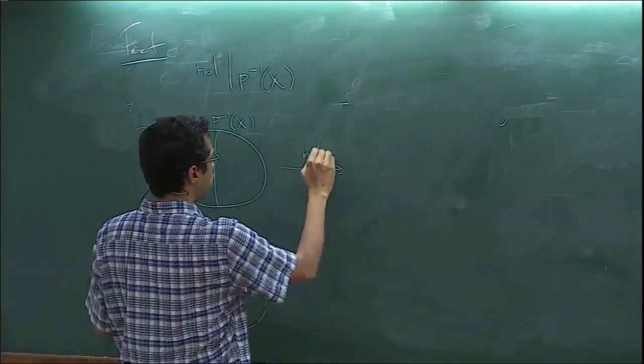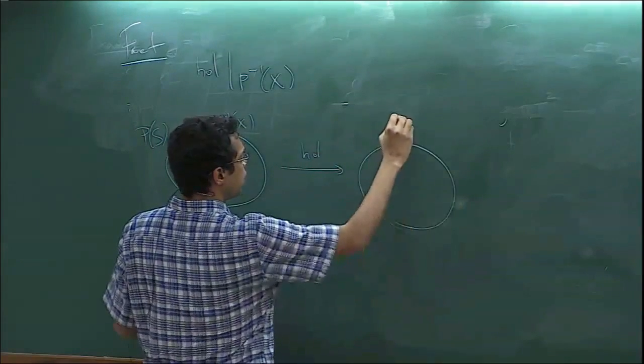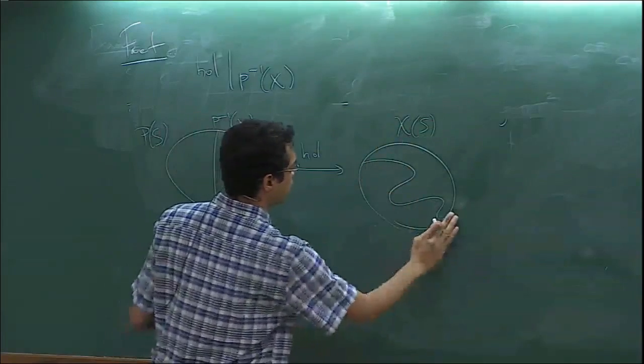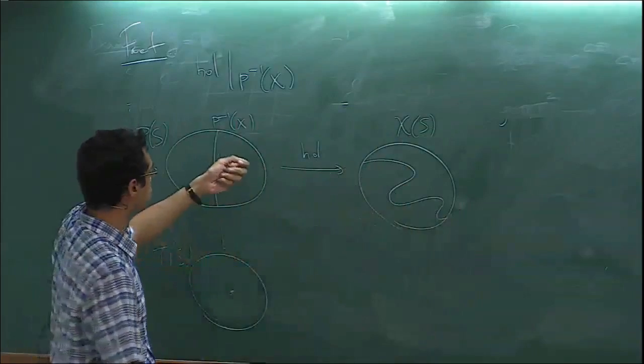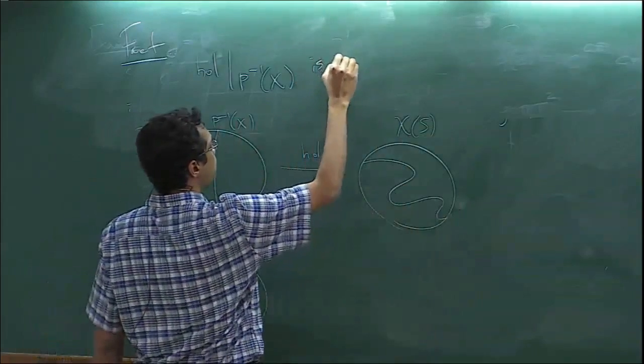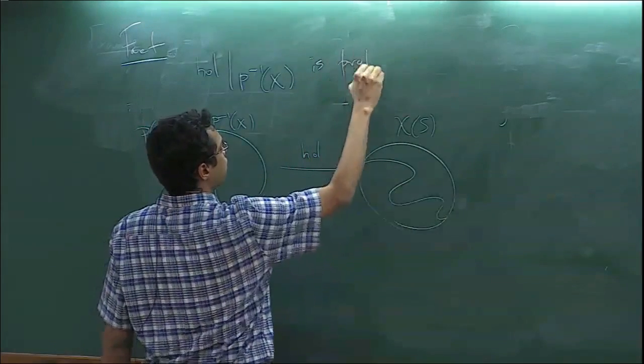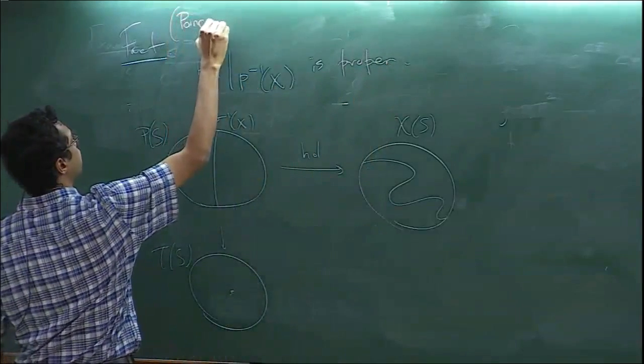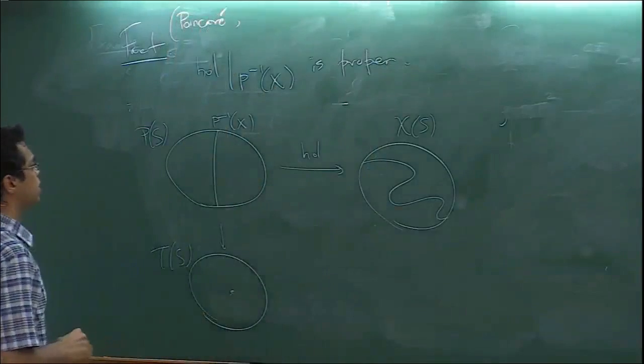Under the holonomy map, this gives you a half-dimensional complex submanifold in the character variety. So this image is a proper embedding. This fact goes back to Poincaré, the classical result.